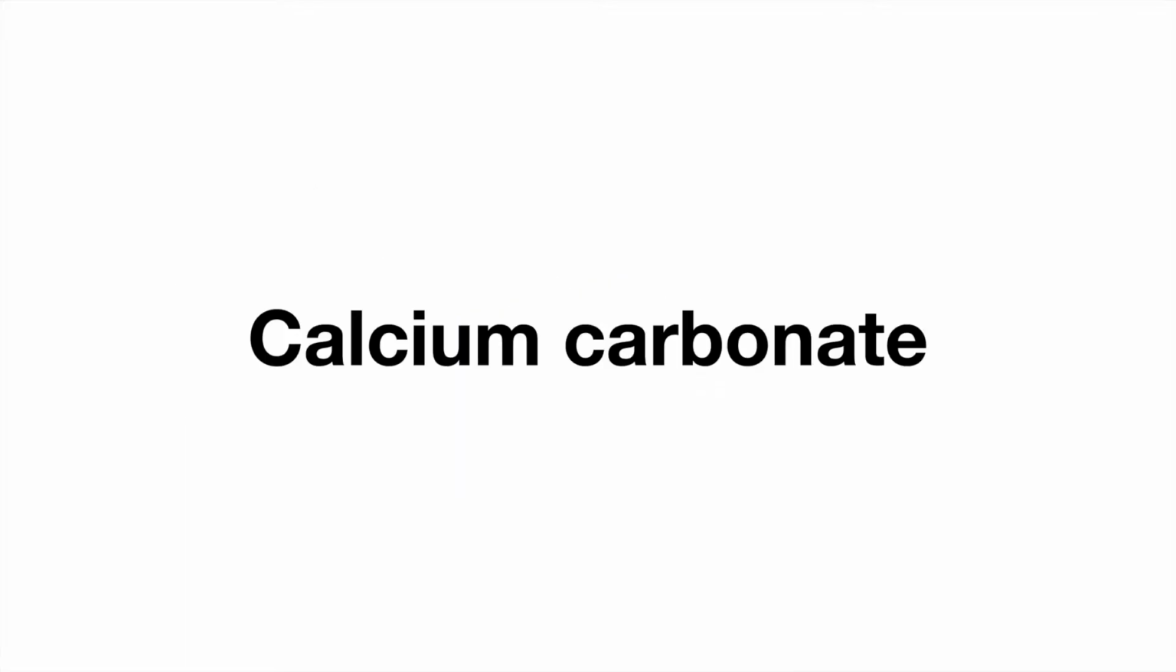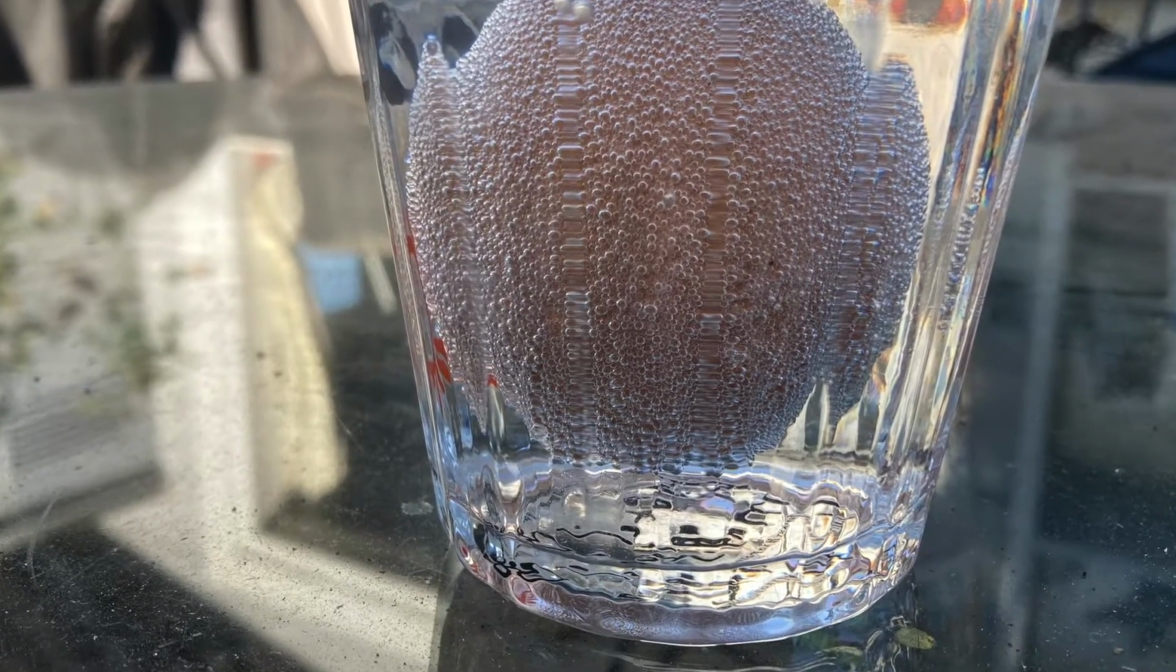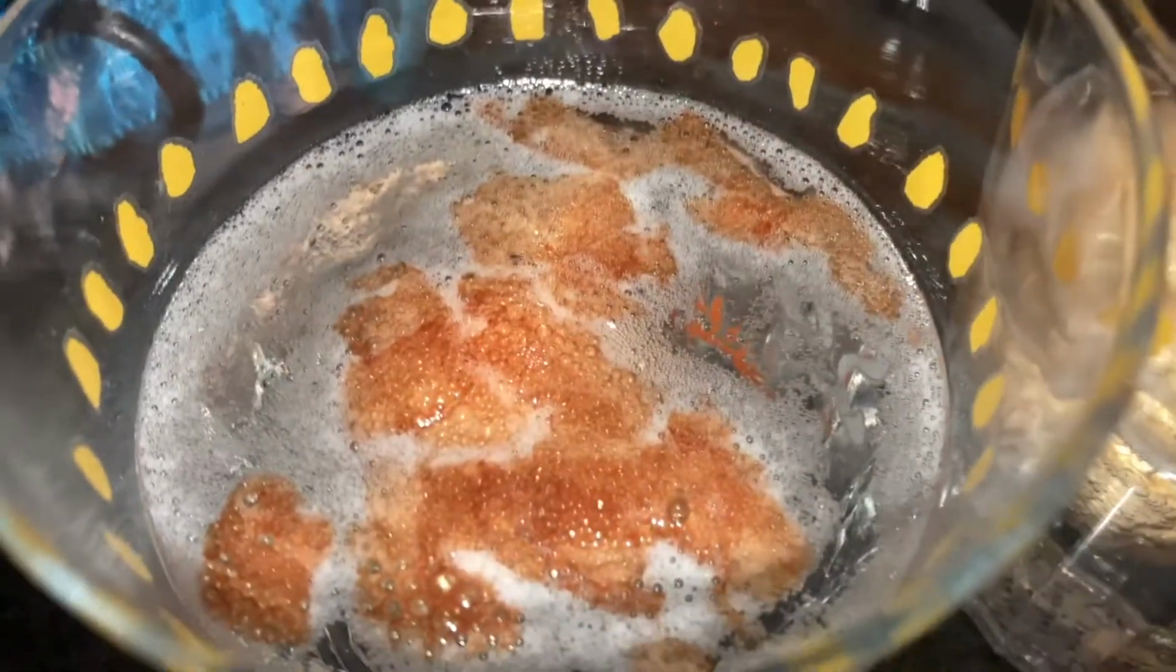And the eggshell is made out of something called calcium carbonate. The calcium carbonate and the vinegar create a chemical reaction, which makes the bubbles. This chemical reaction basically gets rid of the calcium carbonate, leaving a soft membrane behind.